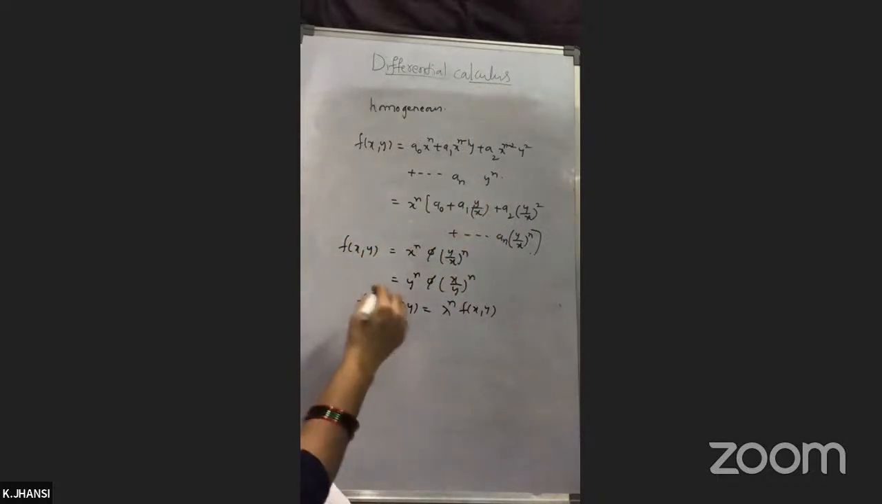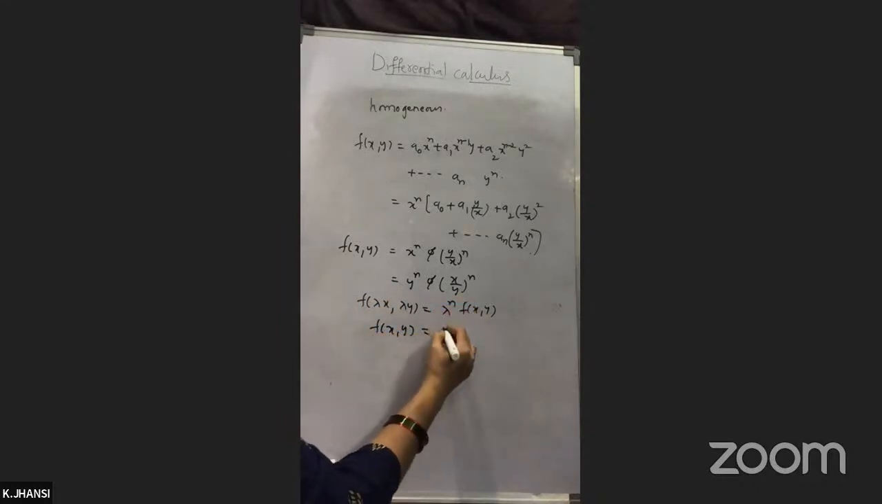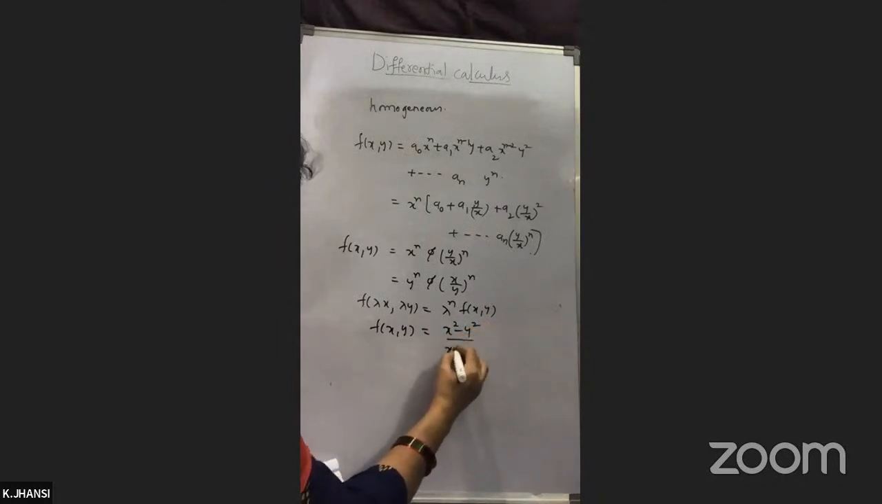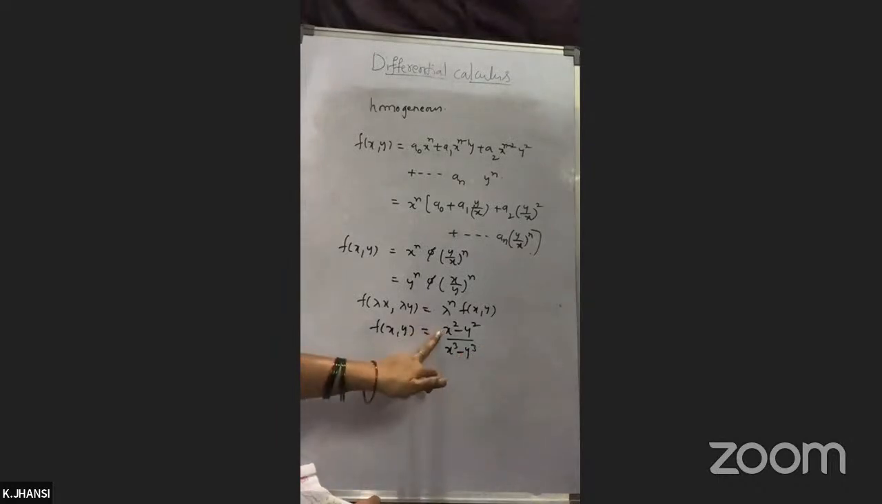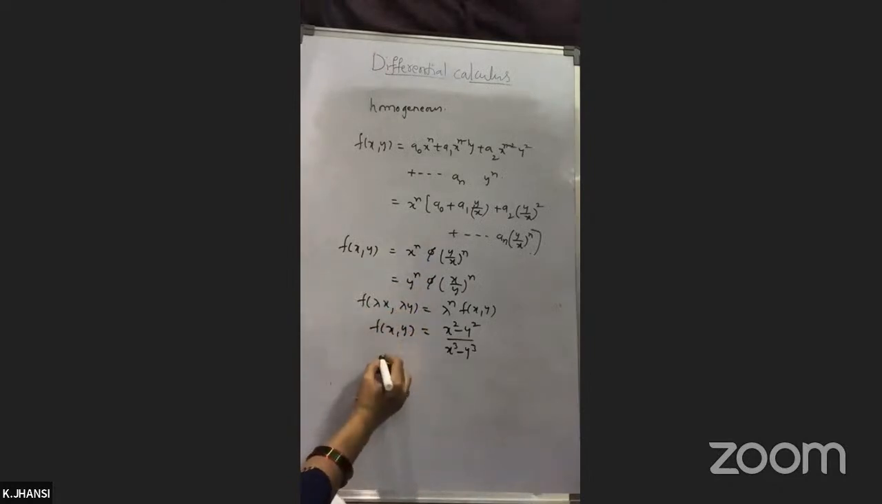You can take the function f of x comma y equals x square minus y square by x cube minus y cube. Here you can take x square common, and there you can take y cube common, and if you cancel, you will get the degree of the homogeneous function. That is the first method. And the second method is very simple.